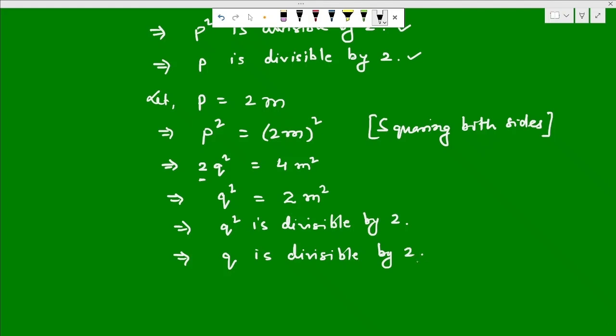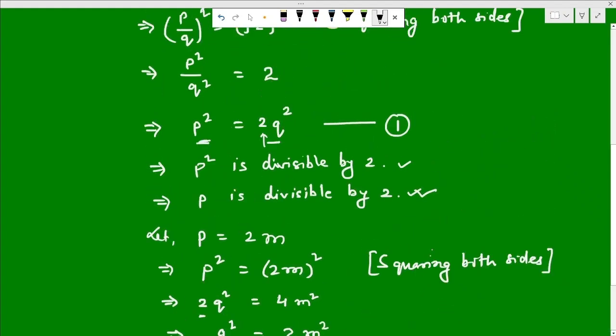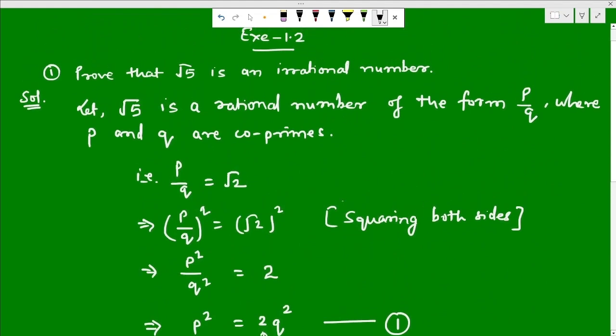Now simply recall what assumption we had taken. Before looking into that assumption, here we have got that p is divisible by 2, and at last we have got that q is divisible by 2, meaning p and q both are divisible by the same number, that is 2. That means 2 is a common factor of p and q. But if you see our assumption, we assumed that p and q are co-primes, that means they do not have any common factor. And here we are getting the contradiction.